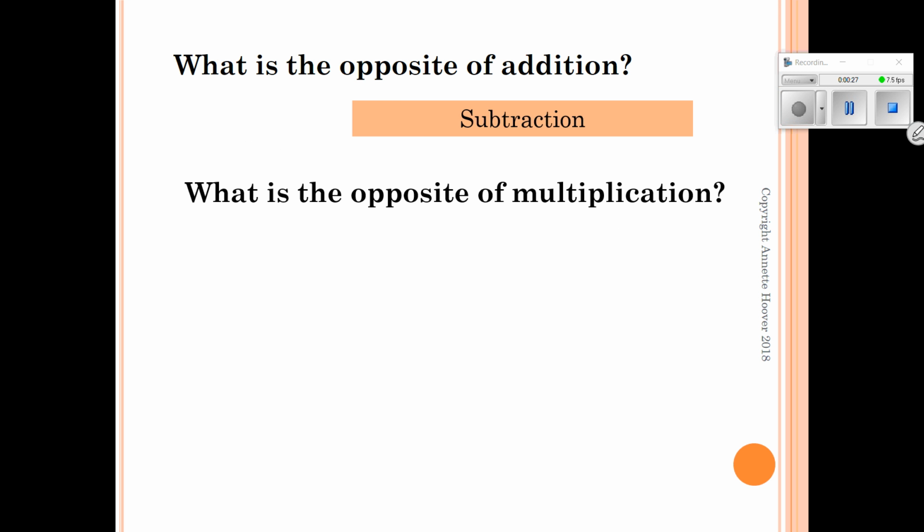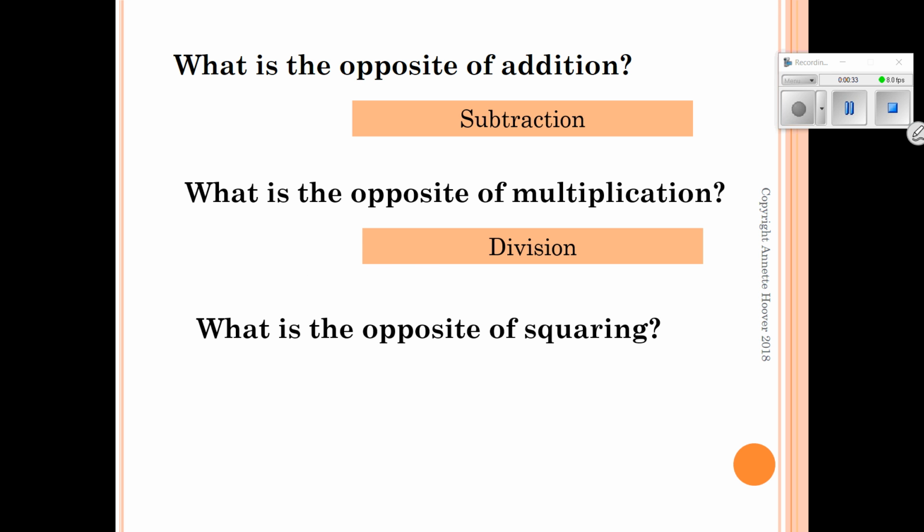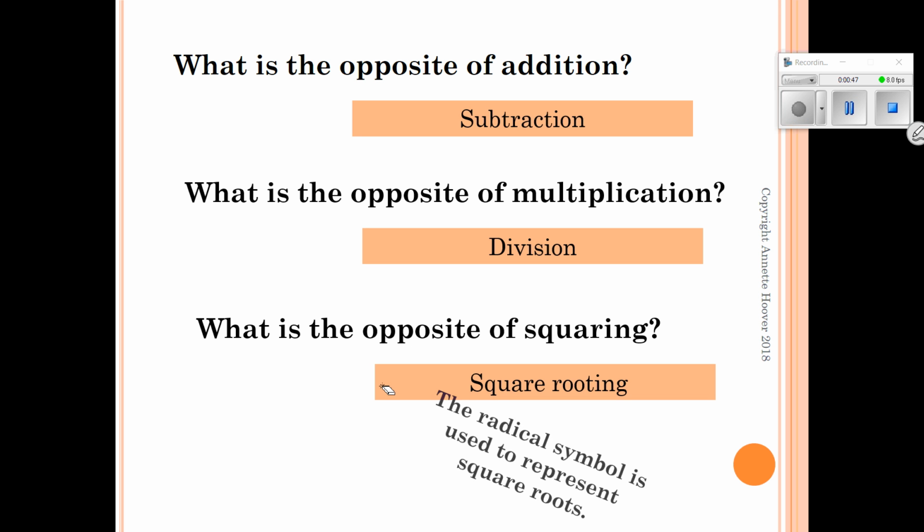What is the opposite operation of multiplication? Of course, it is division. So the question would be, what is the opposite of squaring? For example, if you have 4 squared, which is 16, what would be the opposite operation of that? Well, we know that the opposite of squaring is square rooting.